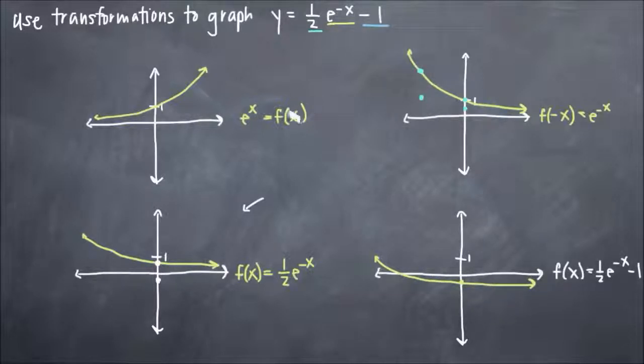So as you can see, we started with e to the x, and we just manipulated that one step at a time using what we already know about transformations to sketch the final graph of y equals 1/2 e to the negative x minus 1.